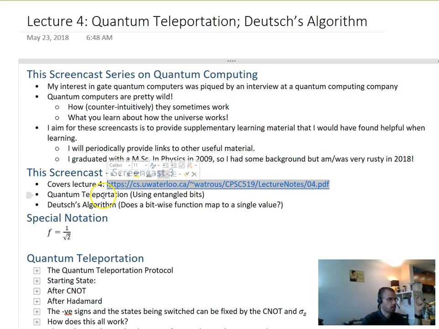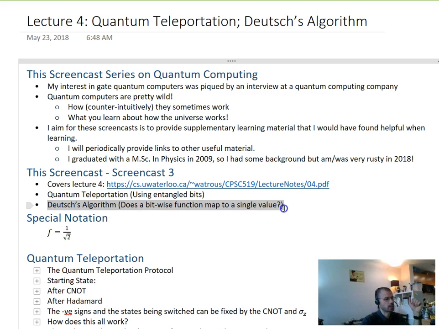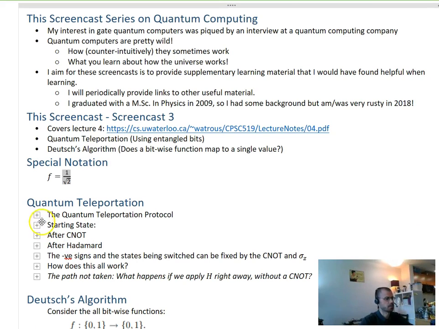So basically lecture 4. We're going to look at quantum teleportation. This uses pre-entangled bits and then uses that to transmit an actual quantum state. And we're going to look at Deutsch's algorithm. So we're actually going to look at, if we have a bitwise function, how do we actually implement that? And then, given that we can implement that, how can we in one operation figure out whether it maps to just a single bit or to 2 bits? And as usual, I may use this special notation rather than writing out that normalization term.